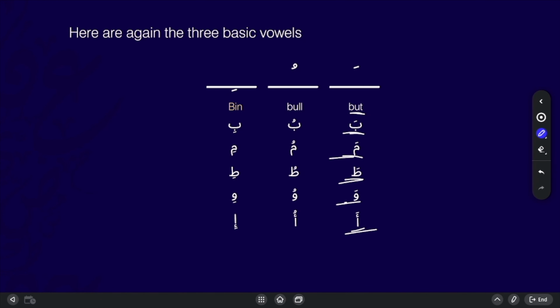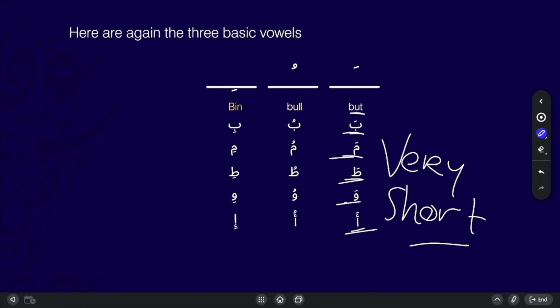They are very short. You cannot produce shorter sounds than these. You can go ba, ba, ma, ta. They still sound like short vowels in Arabic. Now, u is short as well. Bu, like bull, mu, tu, wu, u.